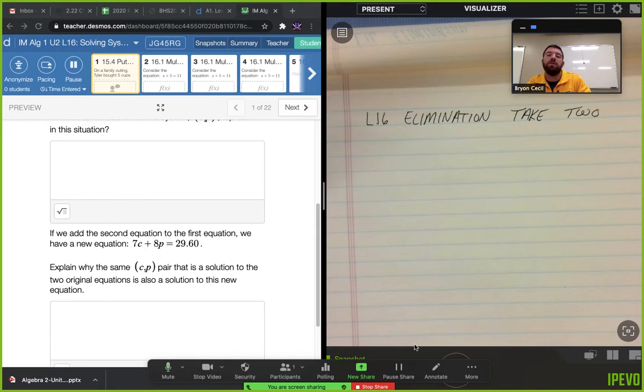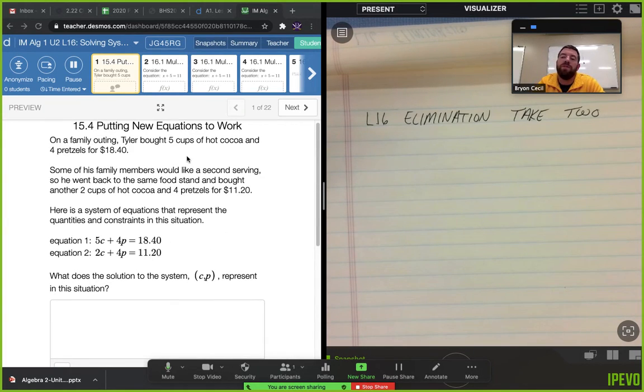16. This is going to be our second day for elimination. Yesterday, we added and subtracted the equations. Now, today, we're going to say, hey, I've got two linear equations in standard form, and none of them will eliminate if I add or subtract the variable, so we're going to have to manipulate it another way. So, let's jump right in.